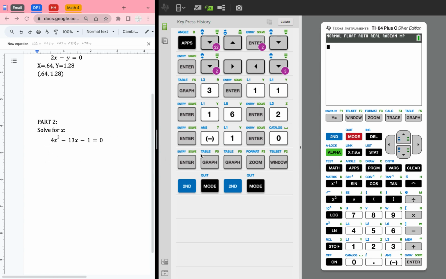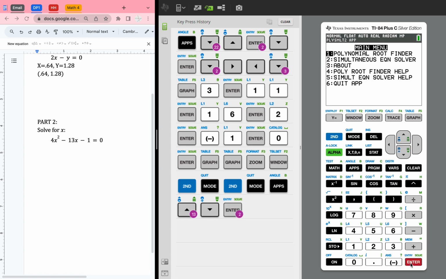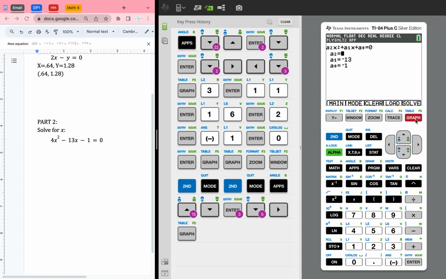Once you have it set up correctly, we're going to go back to the Apps button and back to Polysimult 2. Hit enter, enter again, and then we're going to use the polynomial root finder. The order is just the degree of your polynomial, which is the highest exponent. In this case, our highest exponent is 2, so it's a second order. And everything else can stay where it is: real, decimal, normal, floating, and degree. And then go to the next button.